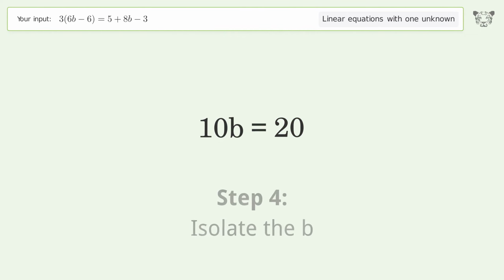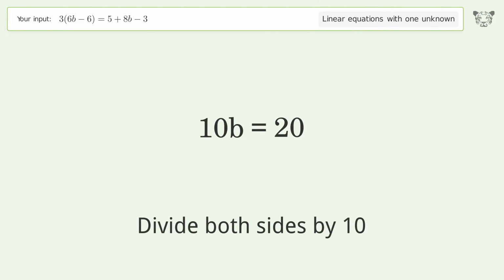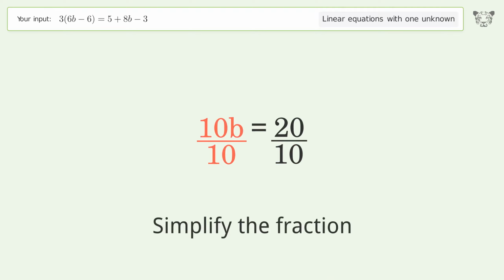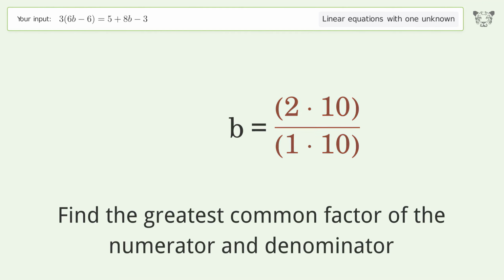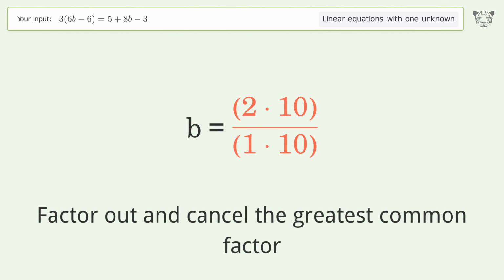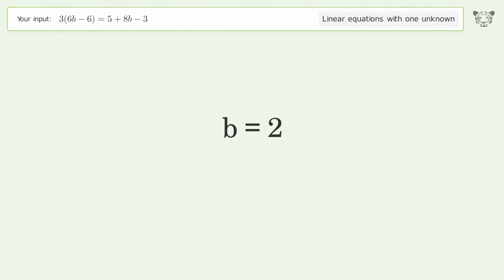Isolate the b. Divide both sides by 10. Simplify the fraction. Find the greatest common factor of the numerator and denominator. Factor out and cancel the greatest common factor. And so the final result is b equals 2.